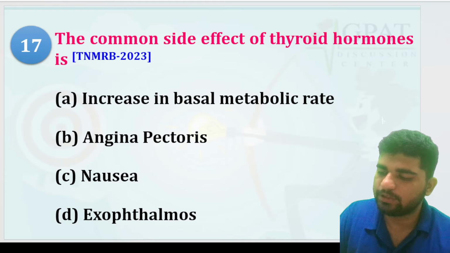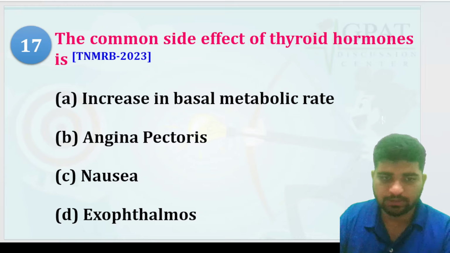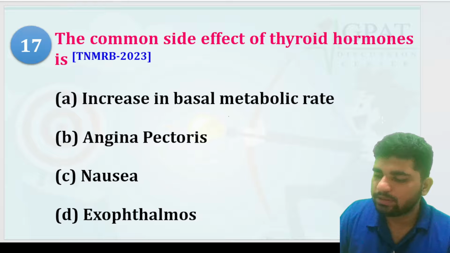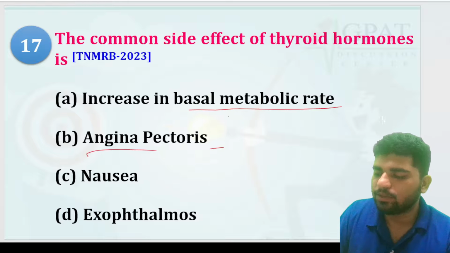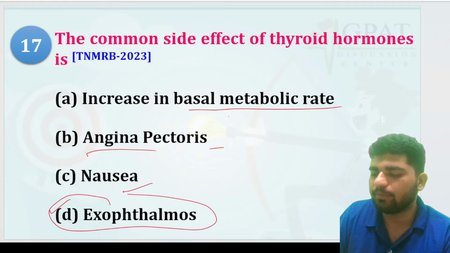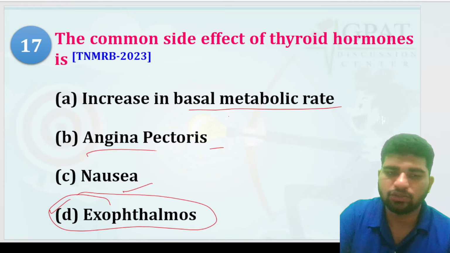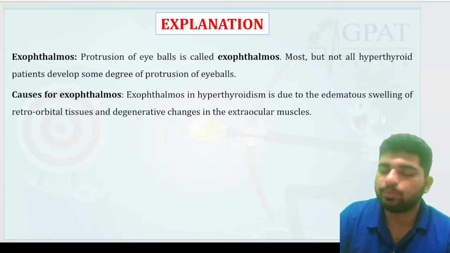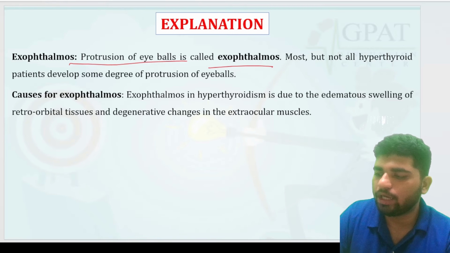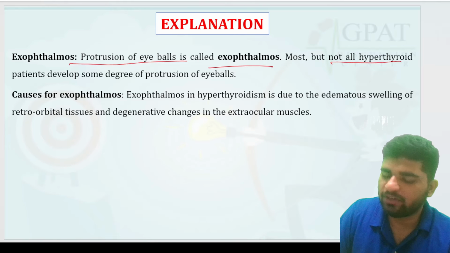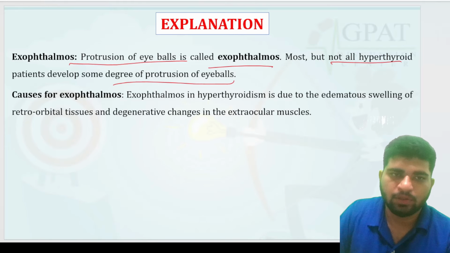The common side effect of the thyroid hormone is increase in basal metabolic rate, angina pectoris, nausea, or exophthalmos. The answer is exophthalmos. Exophthalmos is a protrusion of the eyeballs. Mostly, but not all, hyperthyroid patients develop some degree of protrusion of the eyeballs.